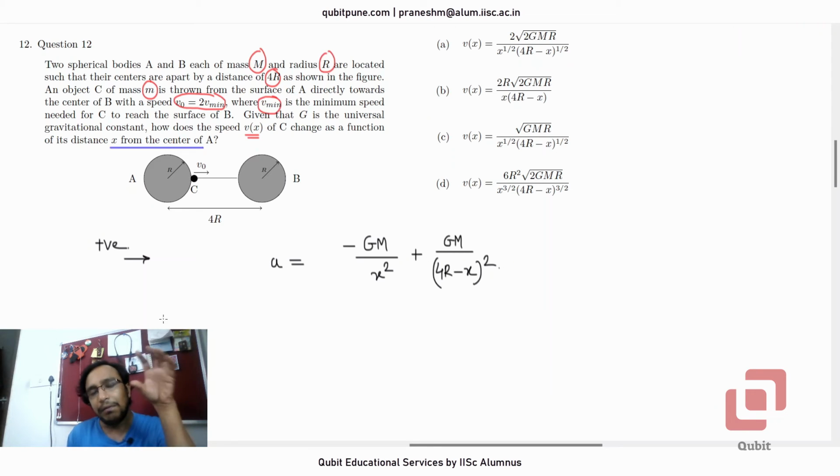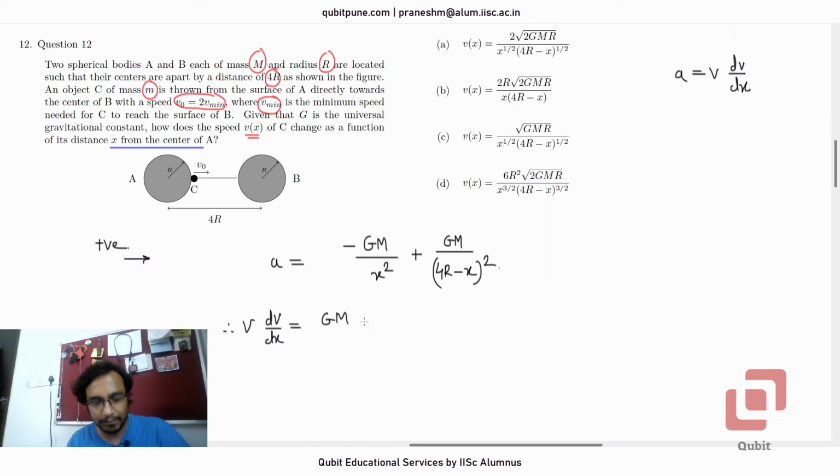Alright, now if we want the velocity profile, that is, how velocity varies with position, we must recall this particular formula for acceleration, which is v dv by dx, where v is the velocity and x is the position. So let us use that formula here. v dv by dx is equal to, let us take GM common, negative 1 upon x squared plus 1 upon, now let us write it as (x minus 4r) squared. That hardly makes any difference because we are squaring.